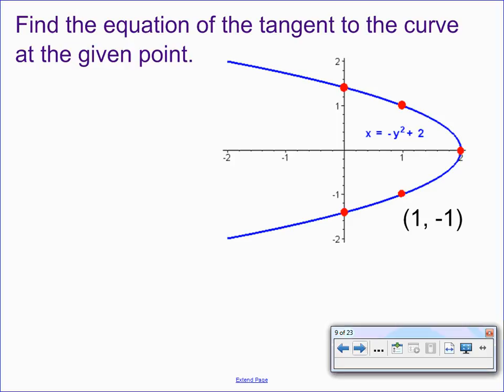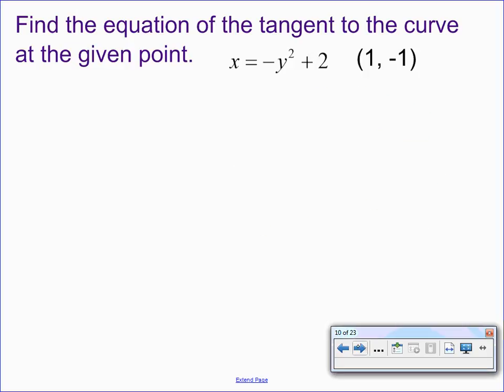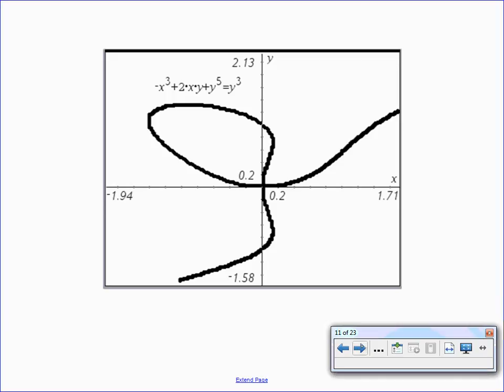This is very similar, so I wanted to include plenty of examples in case we need more, but I think you guys are good with that. Instead, what we're going to do is focus our attention on more complicated implicit relations.